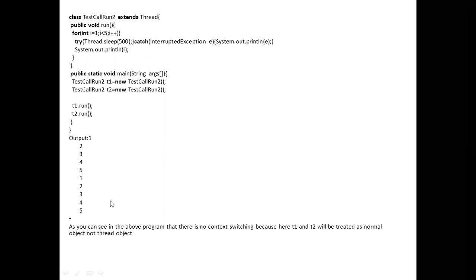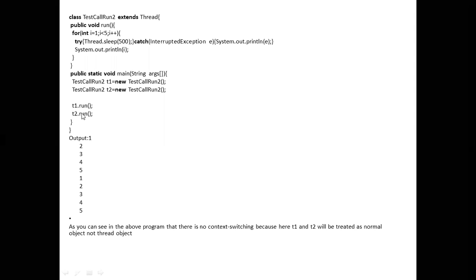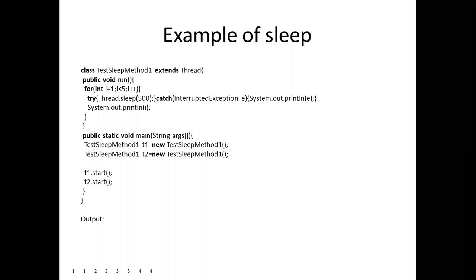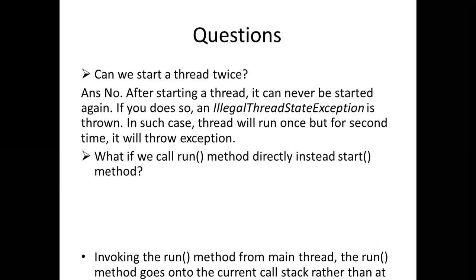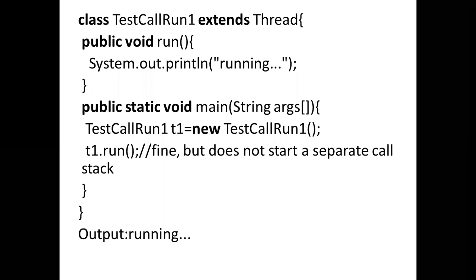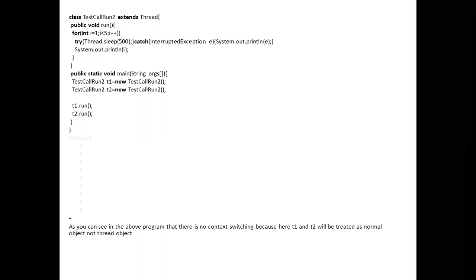Okay, so there is no context switching if you are using the run method directly, because in order to use context switching, or to manage the thread scheduler portion, you require the start method, because the start method will create a different call stack. We have already discussed that each thread has a separate call stack. In order to use that call stack, we need to use the start method, not the run method.